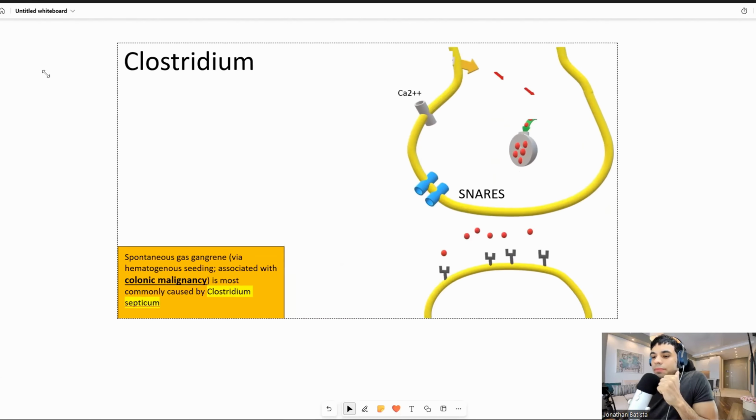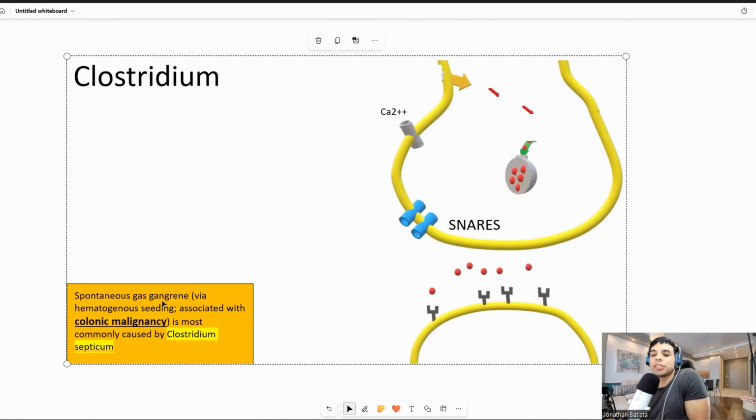There's Clostridium. There's spontaneous gangrene via hematogenous seeding. Usually you would think perfringens. No, not perfringens, not difficile. This one is called Clostridium septicum. Clostridium septicum. This one is associated with colonic malignancy. It looks a lot like perfringens.